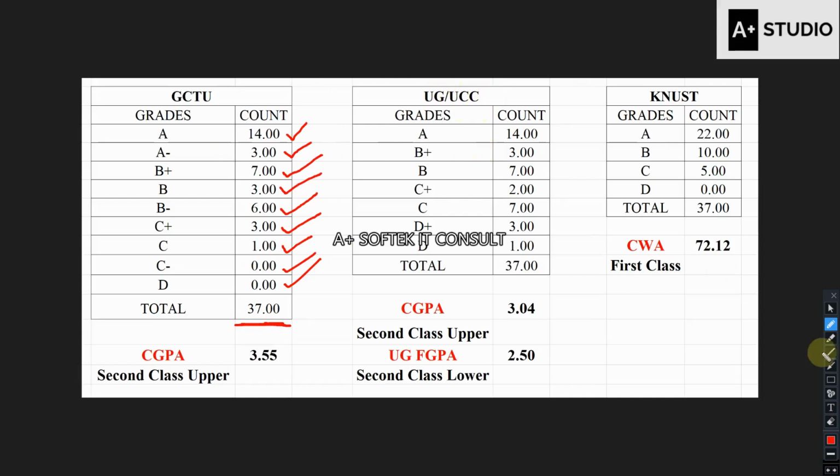That same student, let's look at this. In the University of Ghana and the University of Cape Coast, we can tell the same student has 14 A's, 3 B plus, 7 B's, 2 C plus, 7 C, 3 D plus, and 1 D, contributing to 37 courses as well. And then let's look at KNUST. The same student now has 22 A's, 10 B's, 5 C's, and 0 D in the same 37 courses.